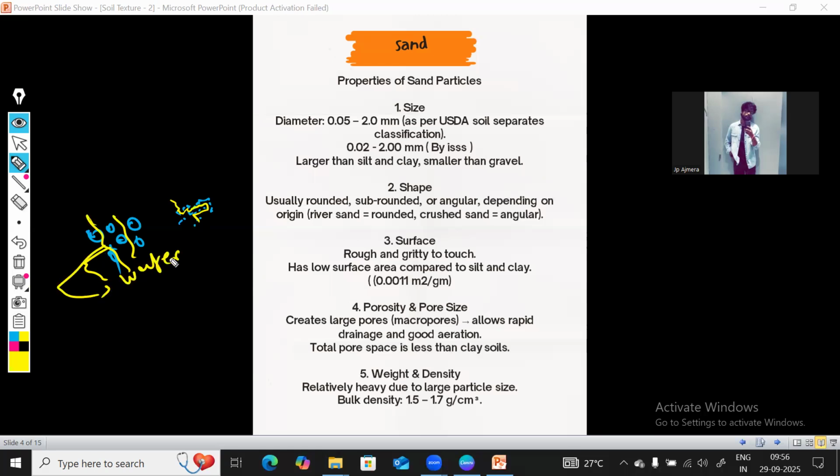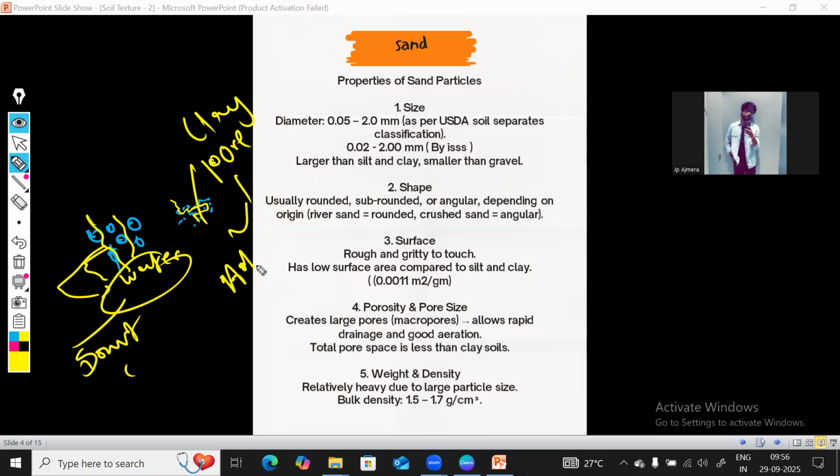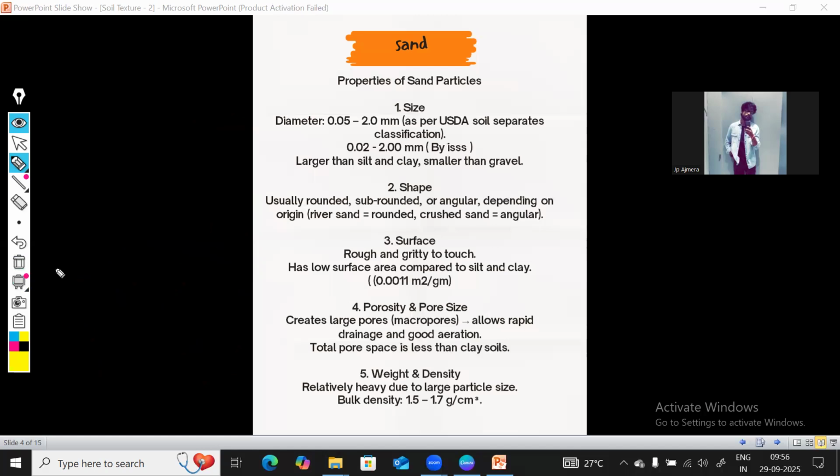You can see, sand will not have the water retention capacity of clay particles, because the clay has maximum adhesion and cohesion. That's why it retains the maximum volume, and it has more surface area. All right, let's go on to the weight density, which is relatively heavy, about 1.5 to 1.7.